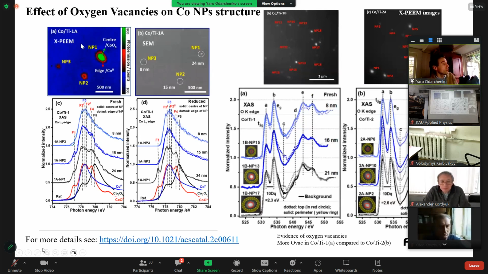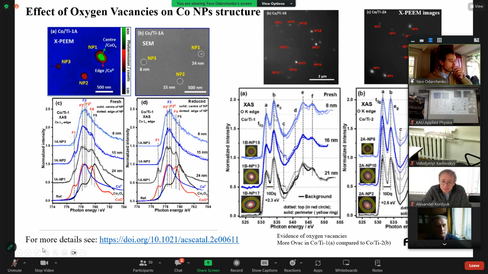Another example of our work is essentially the effect of oxygen vacancies of this cobalt nanoparticle structure. What we have realized by looking in two different regions in the microscope is that the spectra we are looking at are slightly different, specifically the oxygen edge spectra. By looking at these A and B features, by looking at their ratio, and also by looking at the split of this A and B features, one can conclude about the presence of oxygen vacancies.